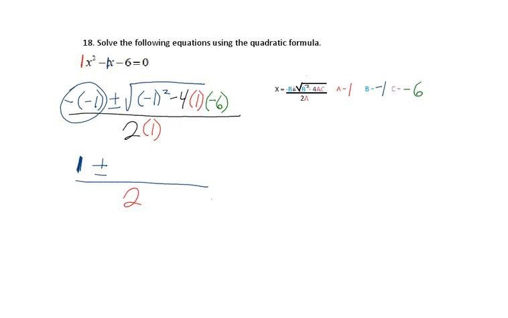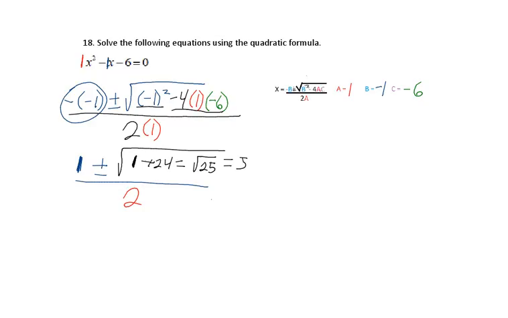But let's work the inside. That's the most important. So negative 1 squared, that's positive 1. Then negative 4 times 1 times negative 6, that's positive 24. And 1 and 24 add to 25. You know what? I like 25 because 25 is perfect. It's 5.